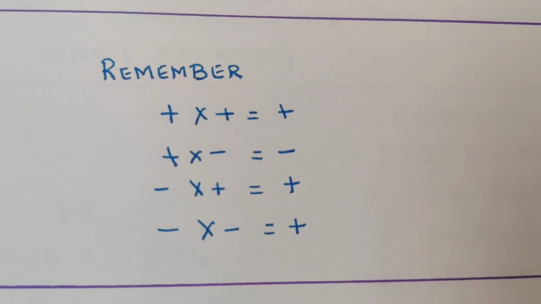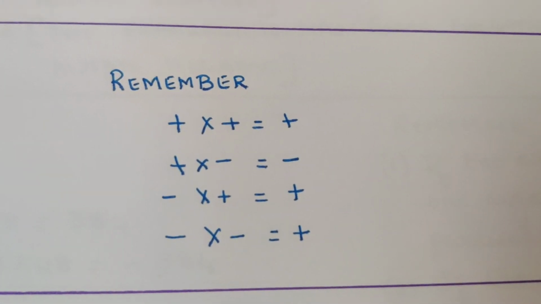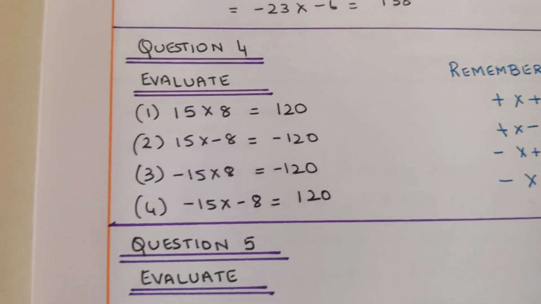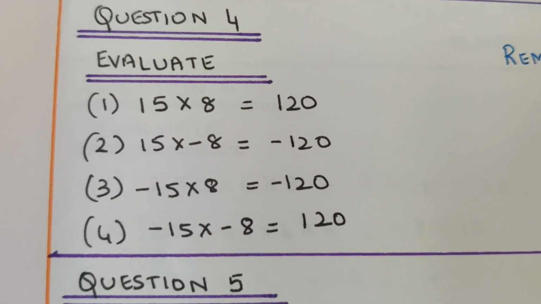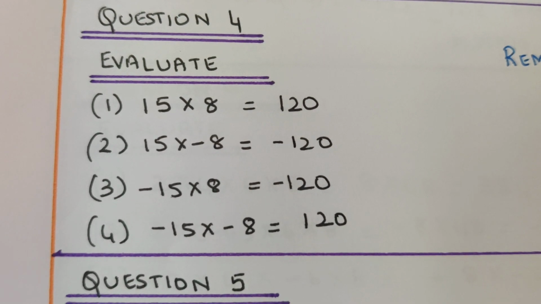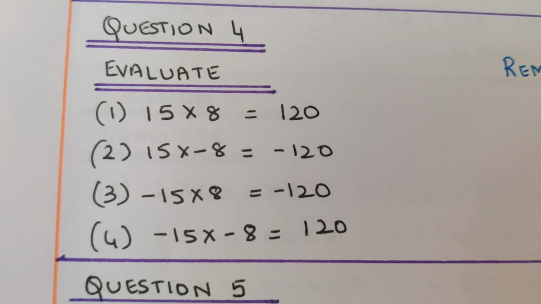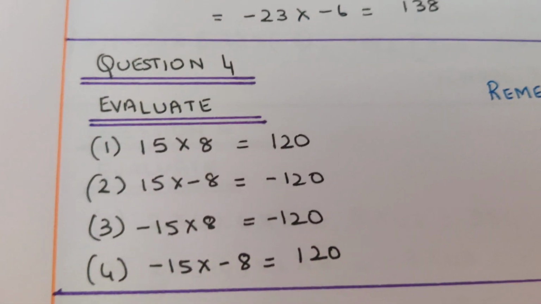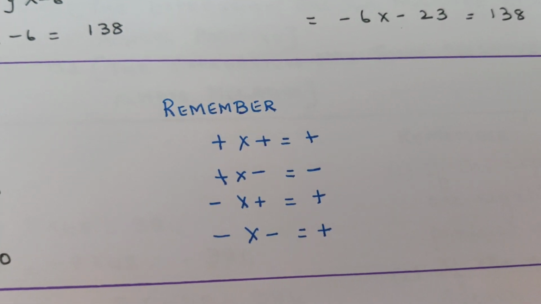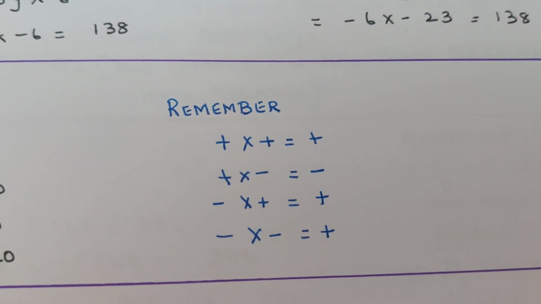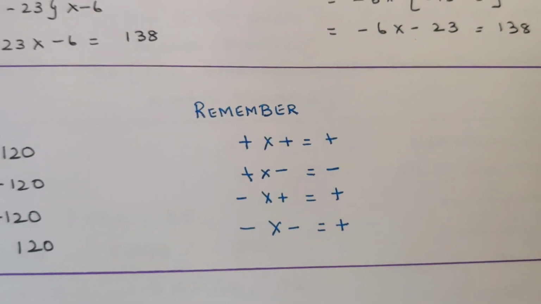Plus into plus will be plus, plus into minus will be minus, minus into plus is minus, and minus into minus is plus. So 15 into 8 is 120, 15 into minus 8 is minus 120, minus 15 into 8 is minus 120, and minus 15 into minus 8 is 120, because minus into minus is plus. So pretty easy. Just remember the concept again. Plus into plus is plus, plus into minus is minus, minus into plus is minus, minus into minus is plus.